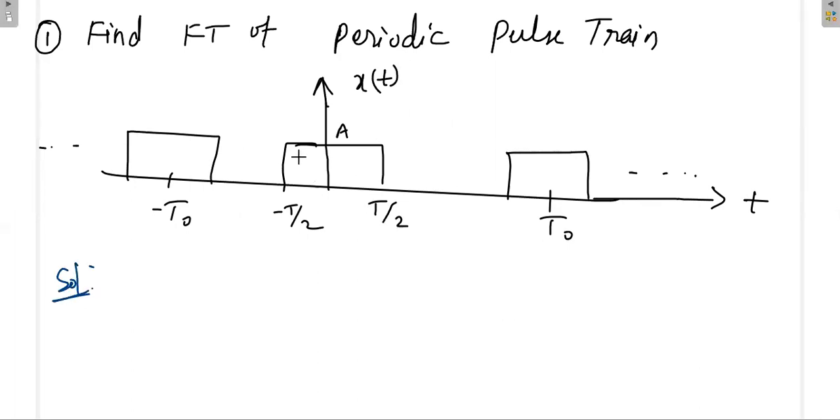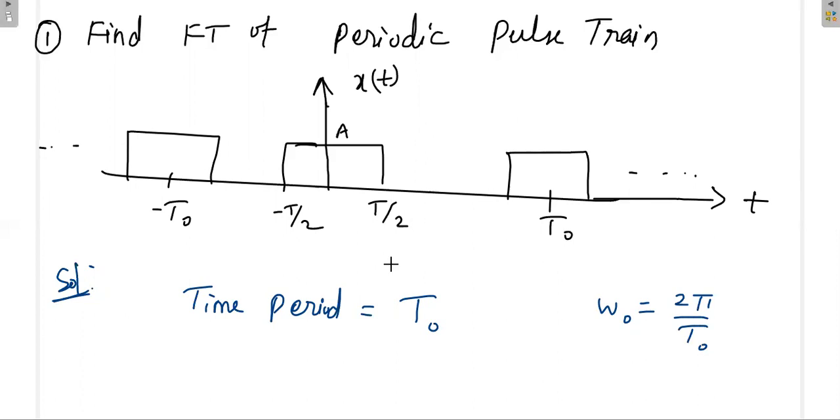Again, this is a periodic signal. First of all, before writing the Fourier transform, we have to write the Fourier series. Then what is the time period of this signal? The time period of this signal is T naught. So what is the fundamental frequency? Omega naught is equal to 2 pi by T naught. Then what is the mathematical representation of x of t? That is A for the time period from minus T by 2 to plus T by 2, 0 otherwise.